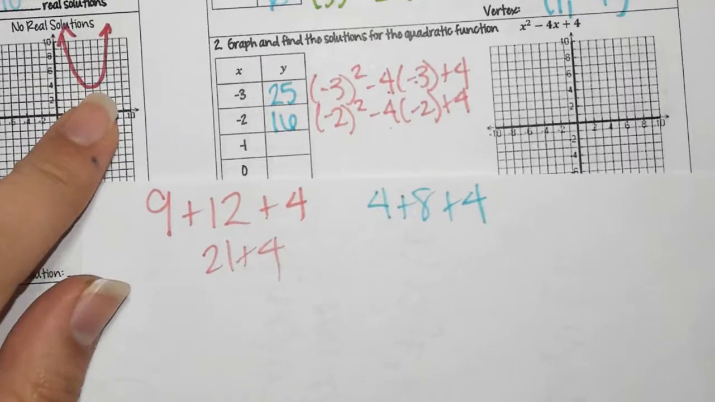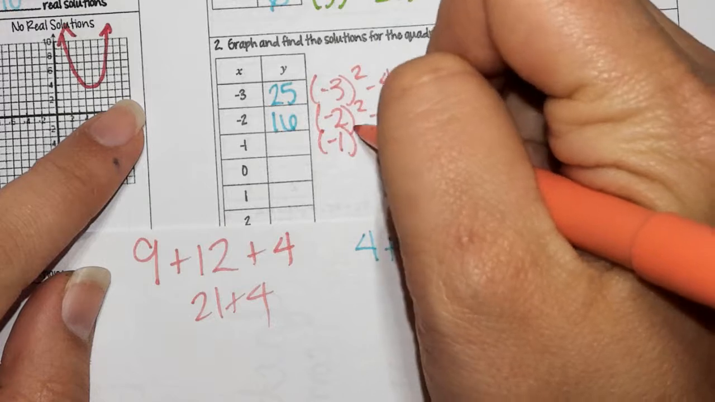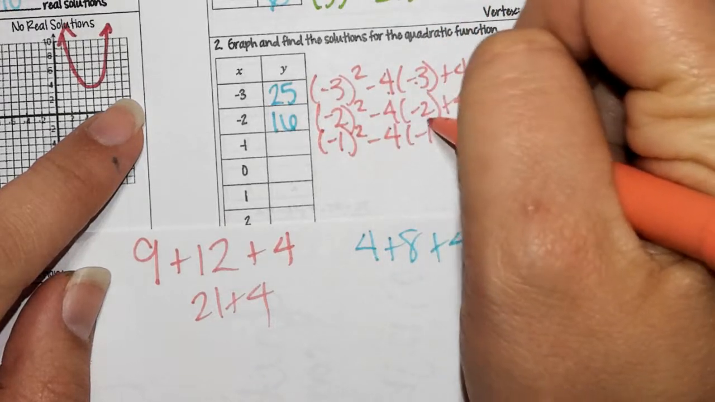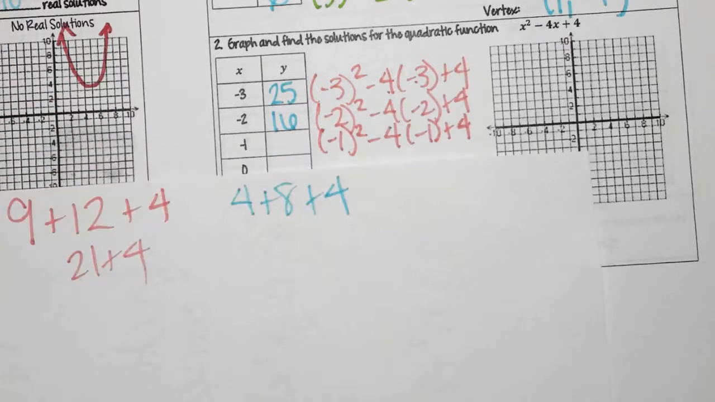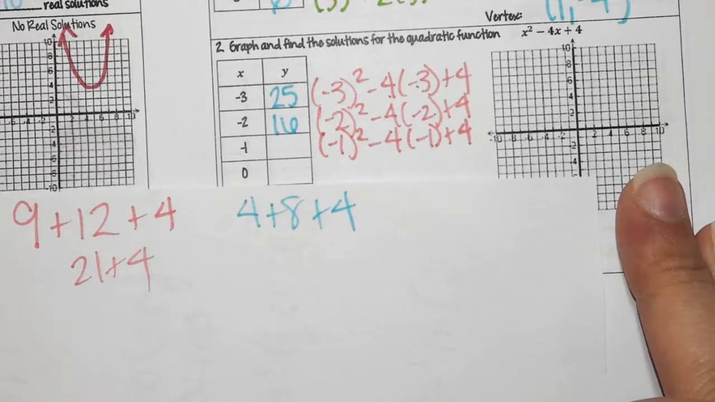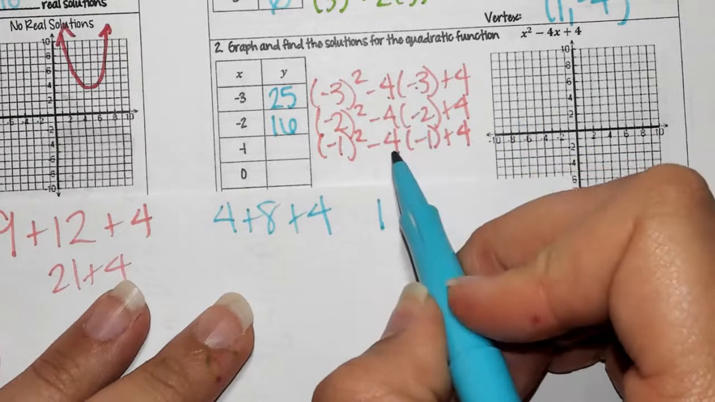Alright, are we ready for negative 1? So we have negative 1 squared minus 4 times negative 1 plus 4. Alright, what's negative 1 squared? 1.